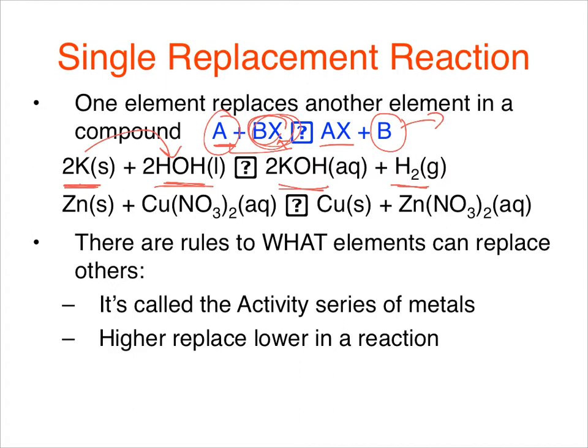This second example I think is clearer. This is zinc with copper nitrate. Zinc is alone, copper nitrate is the couple. Zinc is trying to bump out the copper, and if you look on the list, zinc is higher than copper on the activity series, so zinc will be able to knock out copper, and we can see that it took place because look, here's copper, which has been kicked out, and now zinc is with nitrate. Again, the activity series tells us what is possible.